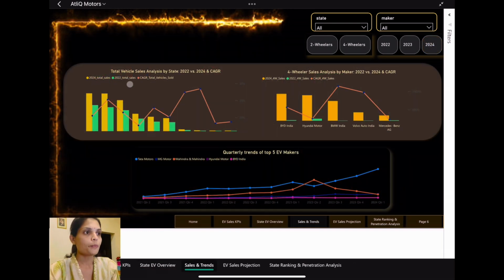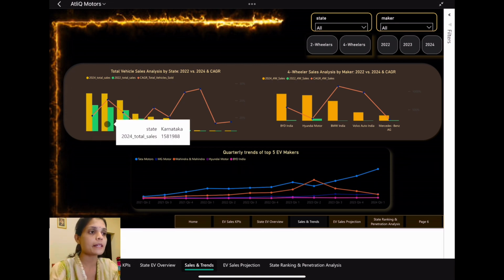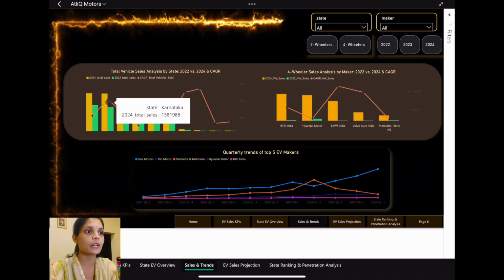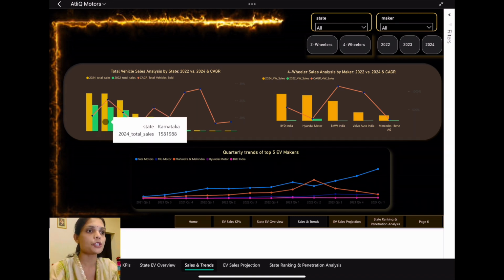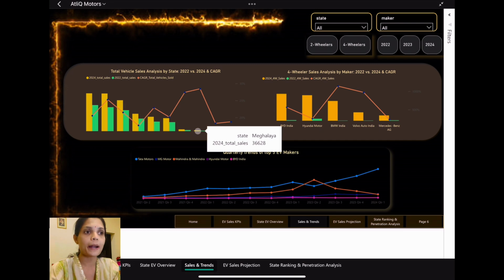Now let us move to page 3, sales and trends. Here Gujarat and Karnataka have seen huge increases in vehicle sales from 2022 to 2024, with sales reaching nearly 1.6 million units in each year. This shows that these states have strong markets and are doing well for vehicle sales. Atliq Motors should pay attention to these states for future growth.